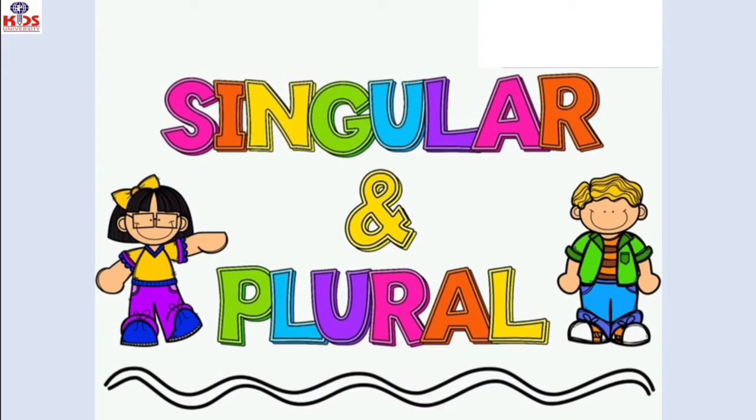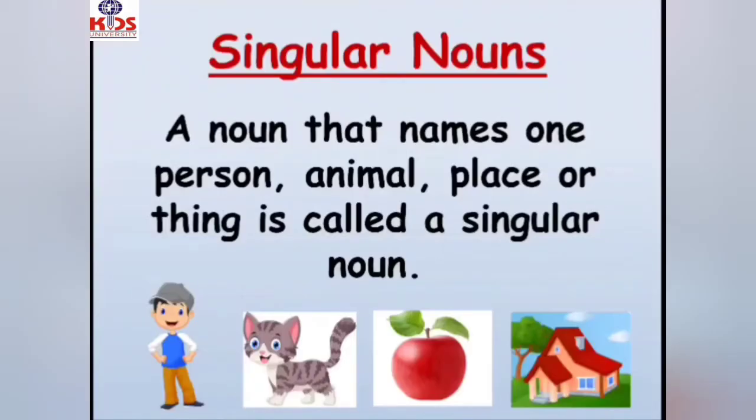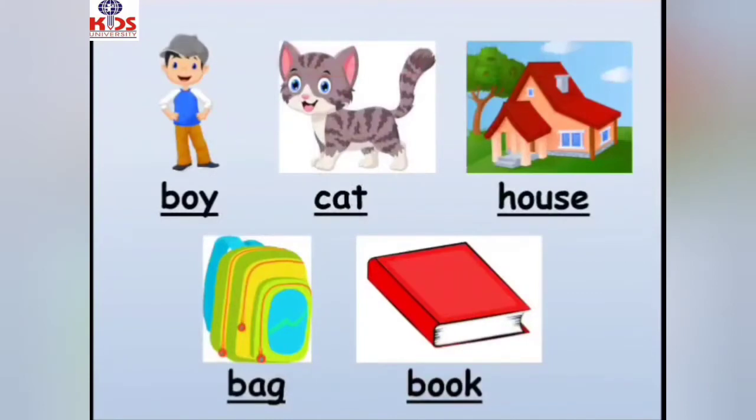Also, do you remember what singular and plural nouns are? A noun that names one person, animal, place, or thing is called a singular noun. For example, boy, cat, house, bag, and book. These all are singular nouns. They are only one in number.